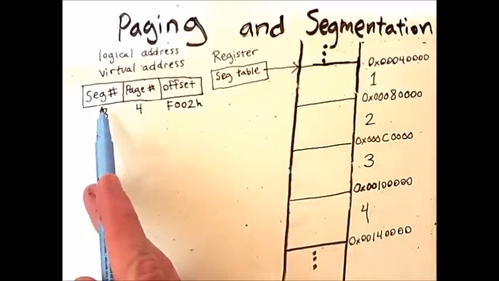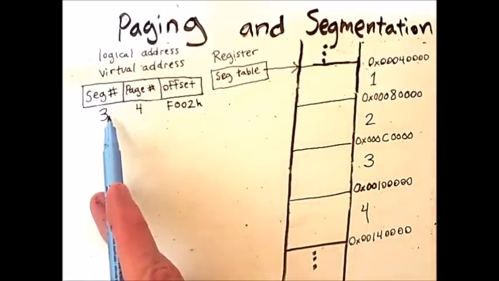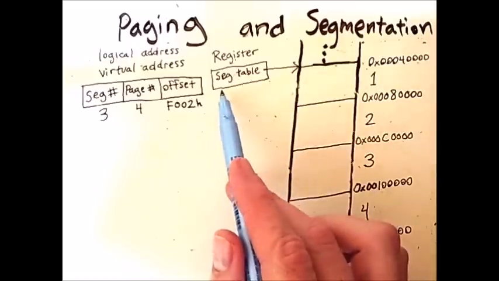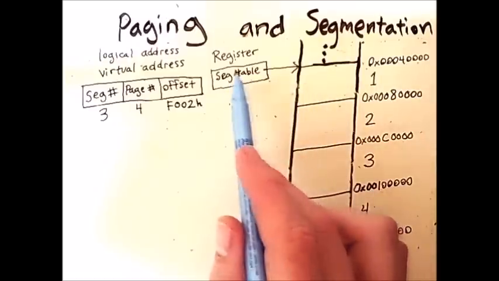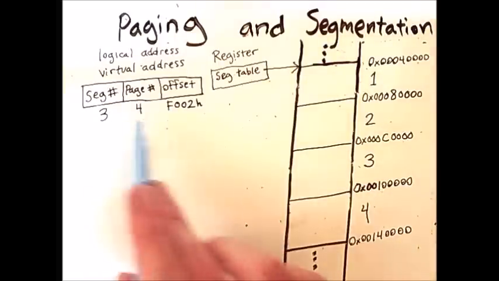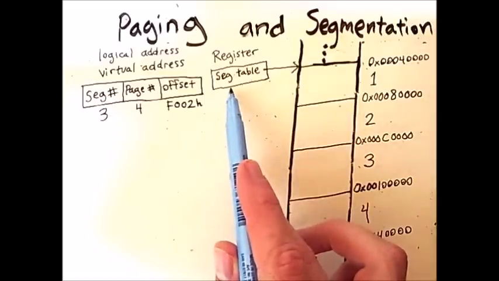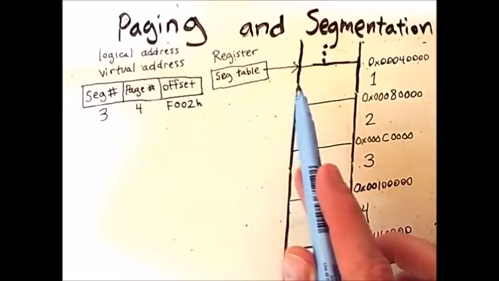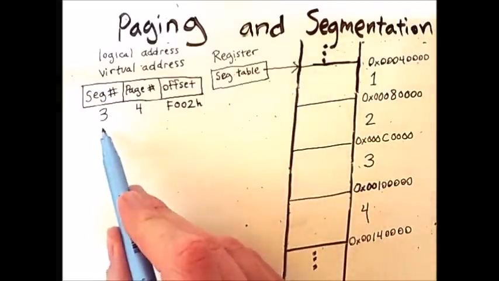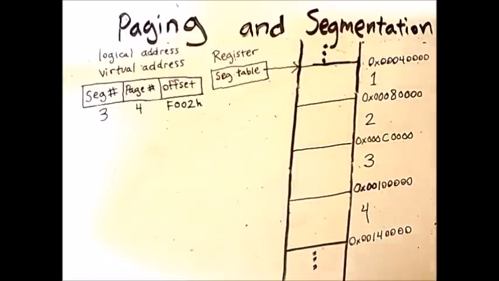The segment number is an offset in a segment table, and the pointer to the segment table is still in a special register on the processor. So the first step of decoding this address into a physical address is to take this segment number, go to the base of the segment table, and then go, in this case, 3 units into the segment table to find the entry there.